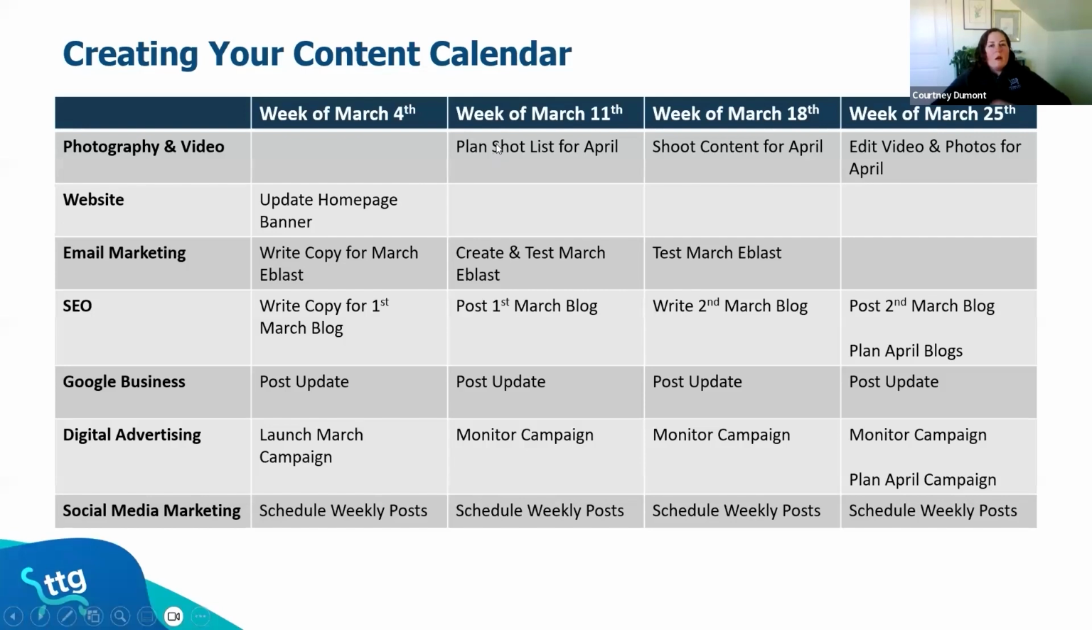So in our determining order of operations, planning the shot list for the content and shooting the content would have happened in February for March. And then we can go ahead and update our banner and write the copy for the e-blast and create and test it, and so on and so forth. You can see that some things are happening every week, like Google Business Posts. Posting updates there every week is really important for SEO and your local search and discovery.